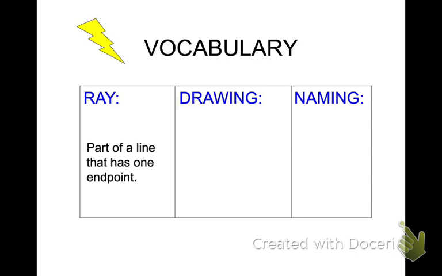So part of a line that has one endpoint. So if we create that, I have one endpoint. I'm going to put it down here. And then it goes on and on and on forever in one direction. So I'm going to put A here. And I'm going to put a second point on it, B, just because that's going to help me with the direction of it. So when I name this, I'm going to name it A, B, and then the symbol on top is going to be a line with one arrow, otherwise known as a ray.